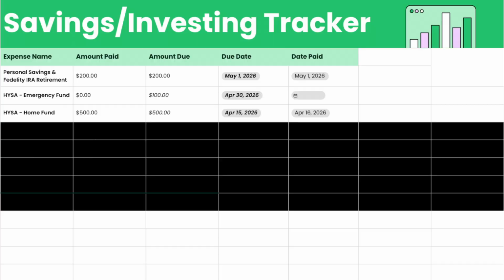Next one is the home fund. The home fund is because I was going to buy a house about 3 or 4 years ago. I got into the process of wanting to buy a home, wanting to own a home. And I was going to do that.